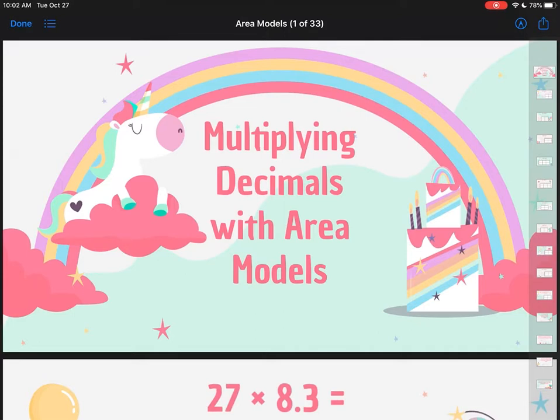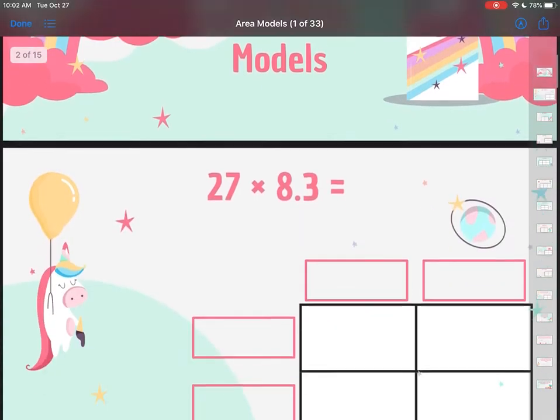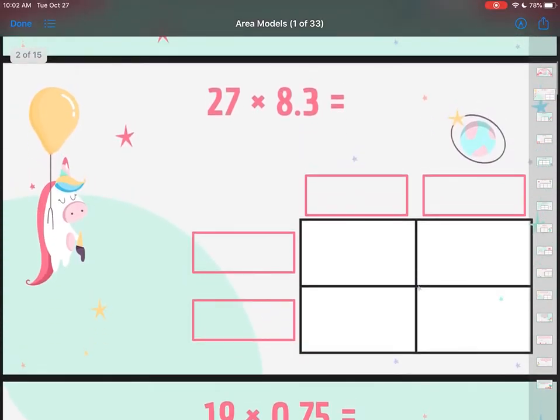So today we are going to continue working with multiplying with decimals, but now instead of using hundreds grids, we are going to use area models. Area models are basically using the idea of finding area, so length times width, and we're going to use that to help us multiply decimals together. So let's look at our first example.